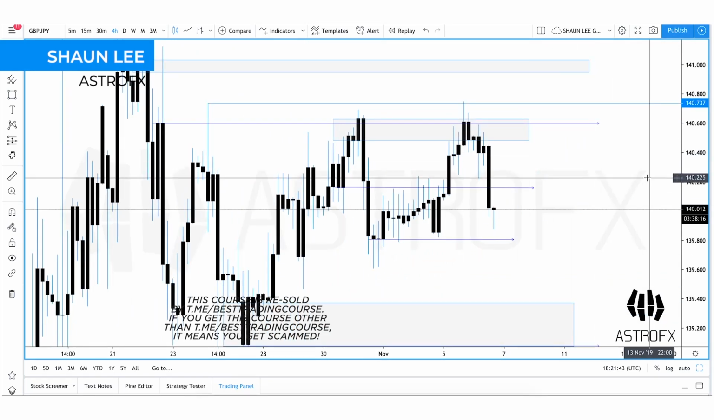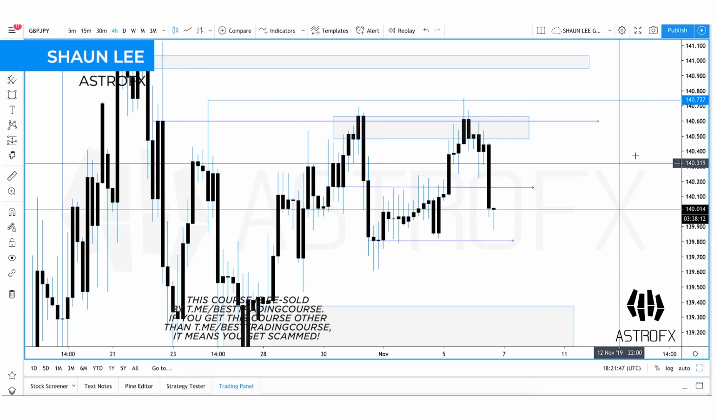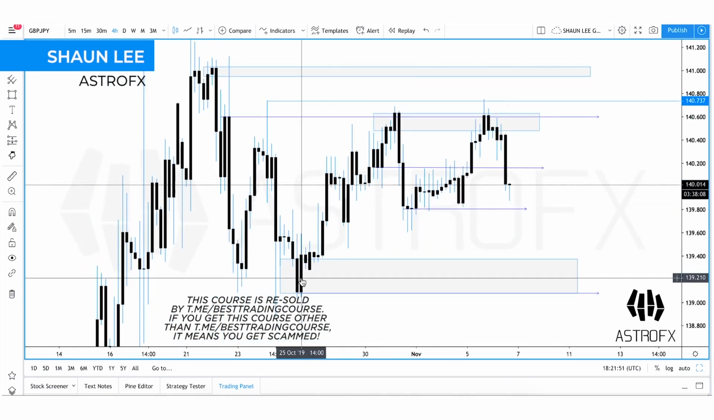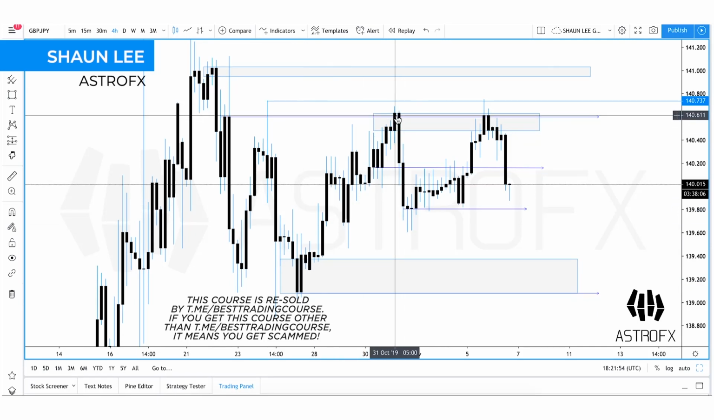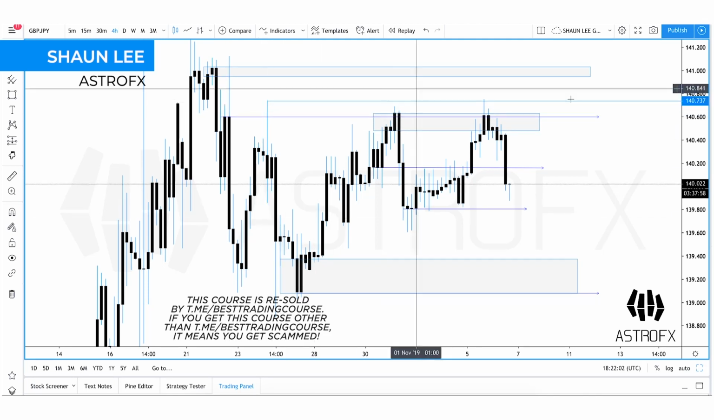Alright, so I've got my markings on with GJ over here. I'll start with GJ. So, we have various areas, okay? We ran up from A to B. We knocked our head on the previous area of resistance taken from the body over here. I've also mapped out the high of the wick there, okay, for reference.